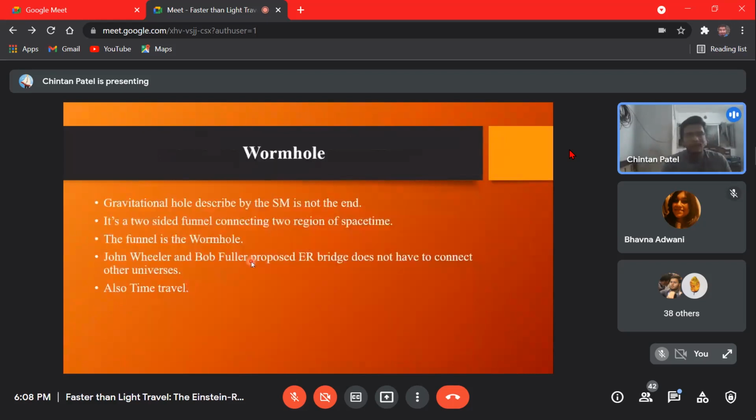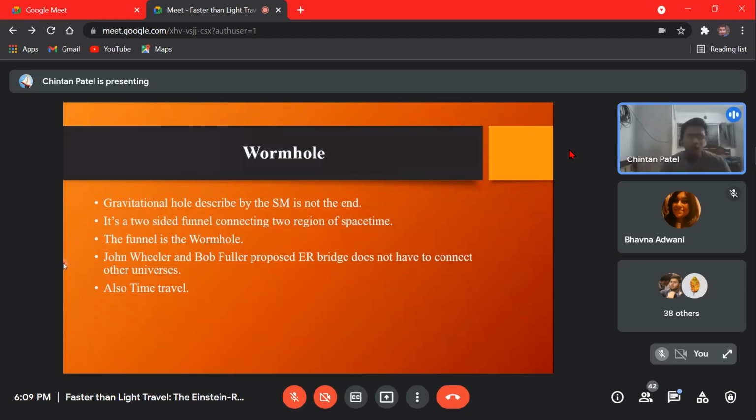But that is where the difficulty comes. The Einstein-Rosen bridge always requires superluminal speed. And now what is a wormhole? We'll come back to why you cannot traverse the wormhole very quickly. The gravitational hole, as I mentioned, according to the Schwarzschild metric solution, is not the dead end. Basically, you have a two-sided funnel. I do have plots you will be able to see. Passing through it, you end up in one more region. And that funnel, which connects two regions of space-time itself, is called a wormhole.